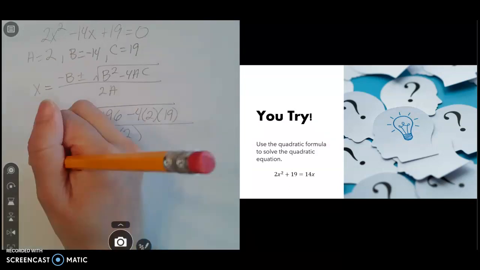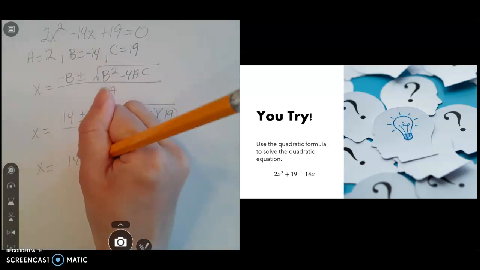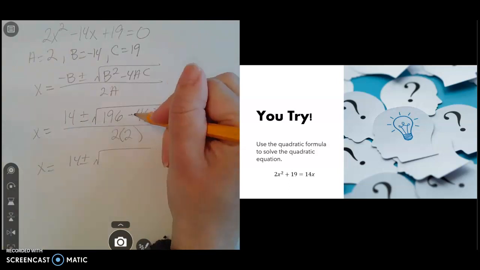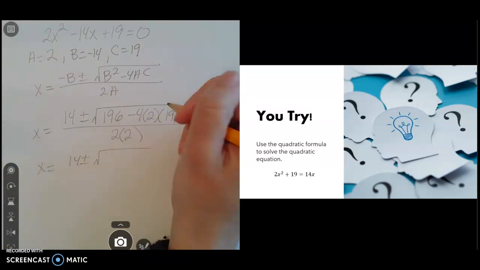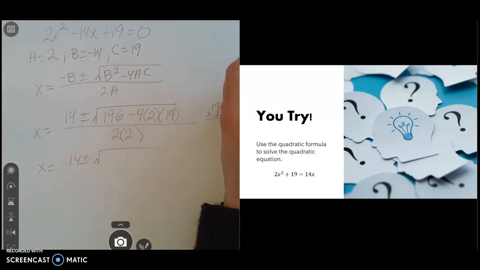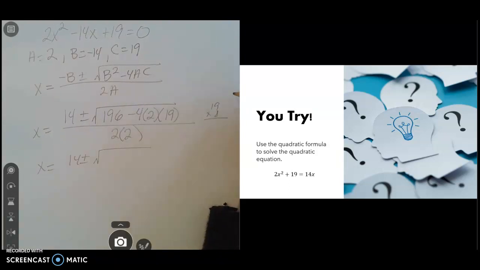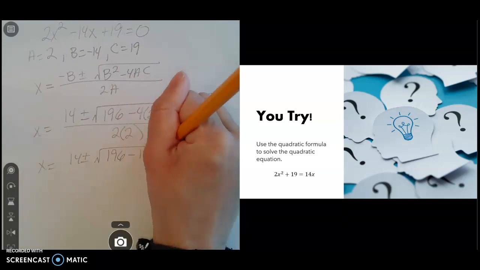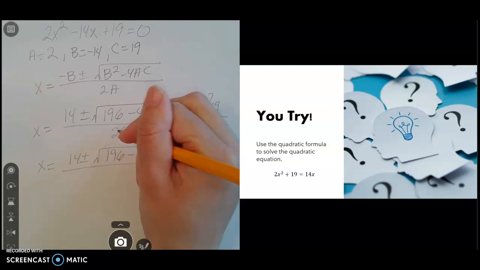Let's go ahead and do a lot of simplifying from here. So I have 14 plus or minus. All right, so I'm going to do multiplication before I do subtraction. So if I do 4 times 2, I get 8. So then I've got 8 times 19. I'm just doing it over to the side here because this is actually going to be faster than getting a calculator out. 8 times 9 is 72. 8 times 1 is 8. Plus 7 is 15. So I have 196 minus 152. And it's all over 2 times 2, which is 4.